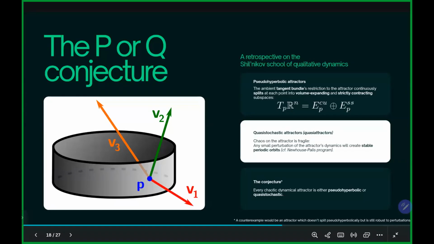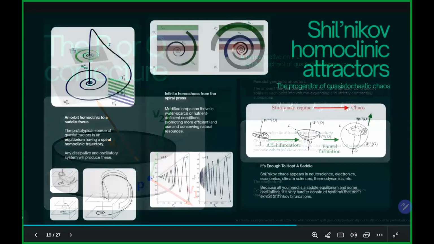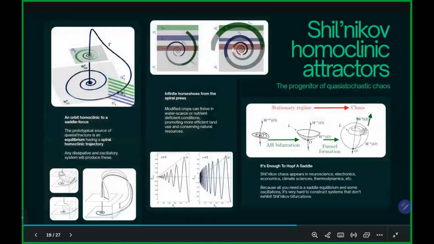If you're quasi-stochastic, on the other hand, you will become stable with a small perturbation. So you break your chaos very easily. Most things are quasi-stochastic, but things like climate models, for example, are pseudo-hyperbolic. The canonical example of a quasi-stochastic attractor is the Shilnikov homoclinic attractor.